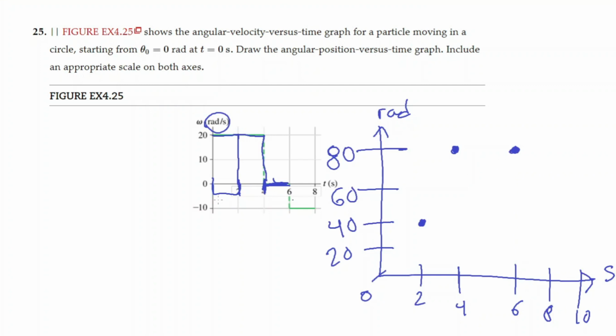And then from the interval of 6 to 8 seconds, we're having an angular velocity of negative 10 radians per second. So again, we can find the area of this box right here. That would give us our displacement, which is going to be a width of 2 and then a height of negative 10. So we have a displacement of negative 20 radians, in which we're going down at t equals 8 seconds. So our line's going to go down something like that. If we connect everything, it would look a bit like that. The line over here should be straighter. It should be a linear line. But that is going to be our position versus time graph for this question.